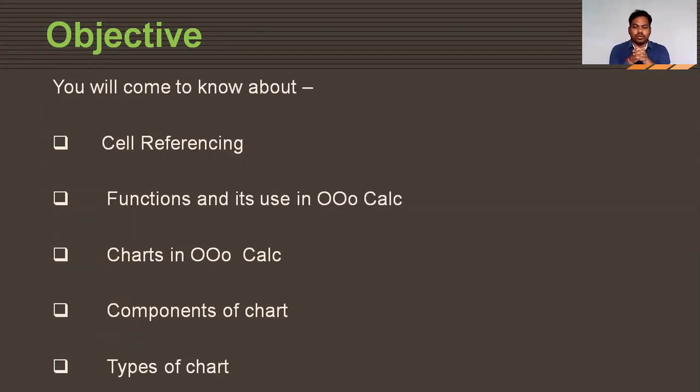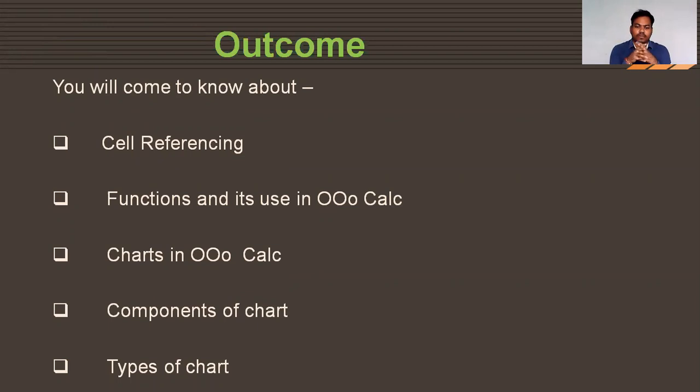And then what is the outcome? What will you come to know after this lecture? You will know what self-referencing is and how to do it, then functions and their types, how to apply functions and what their uses are, and charts: the various charts, the components of charts, and how they are presented. We will come to know all these things, right?